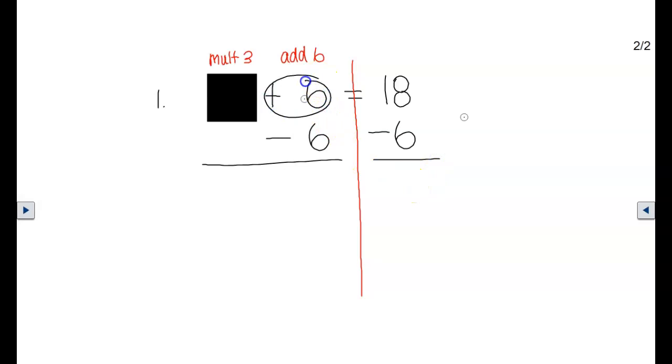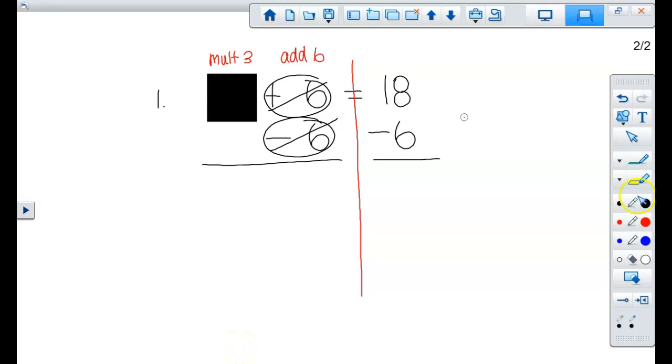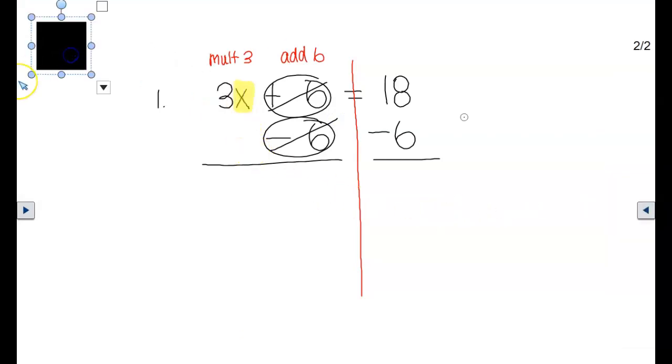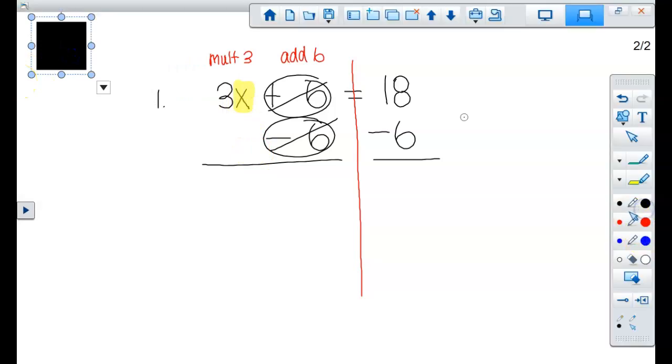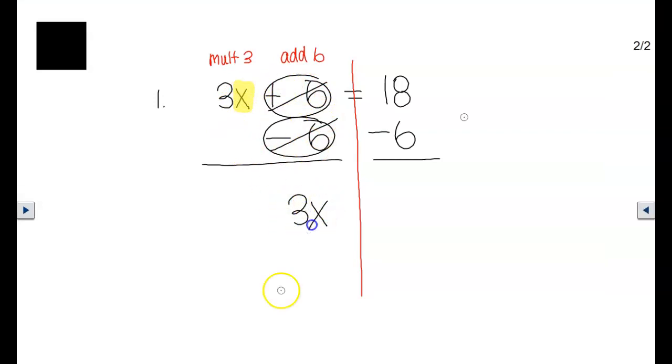My adding 6 and my subtracting 6 cancel each other out. All right, now that I've taken care of that, I'm going to take my little rectangle away that I used to cover that x term up. So I want you to notice that on this side, I have 3x. And on this side, I have 18 minus 6, which is 12. So I have a new equation.